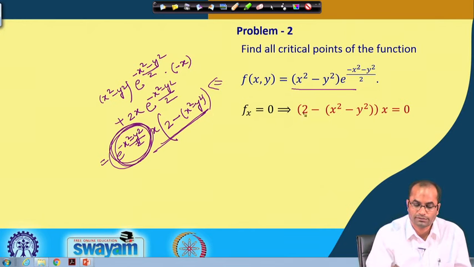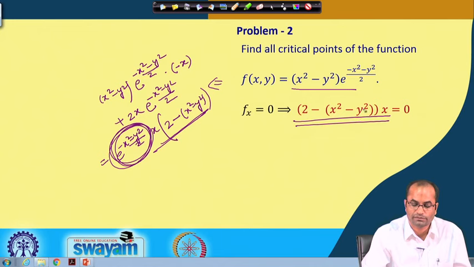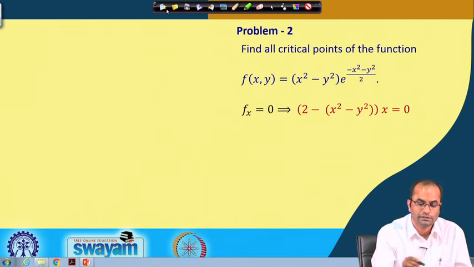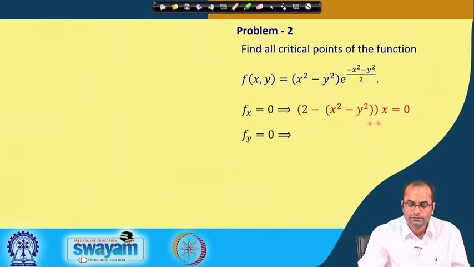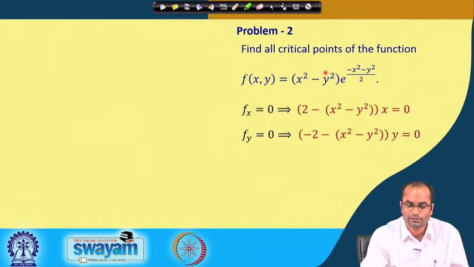This is the condition precisely: x multiplied by (2 − x² − y²) must be 0. And for f_y, similarly we will get a −2 here, because of this −2 that will come, and y(…) is equal to 0. So, now we can solve this.